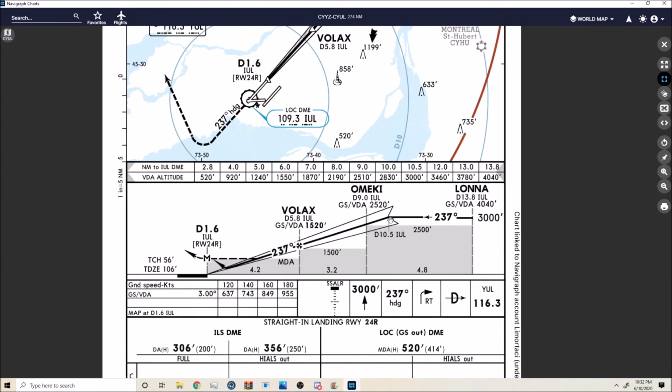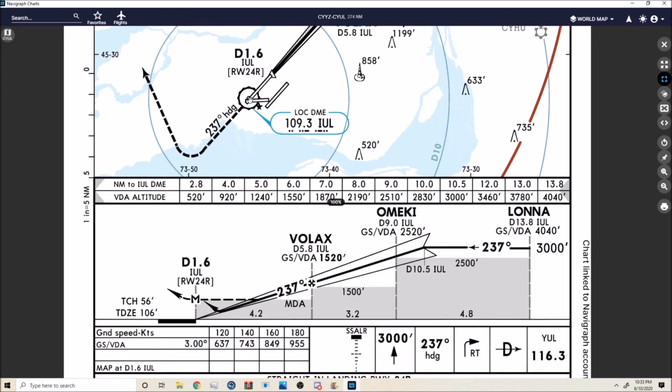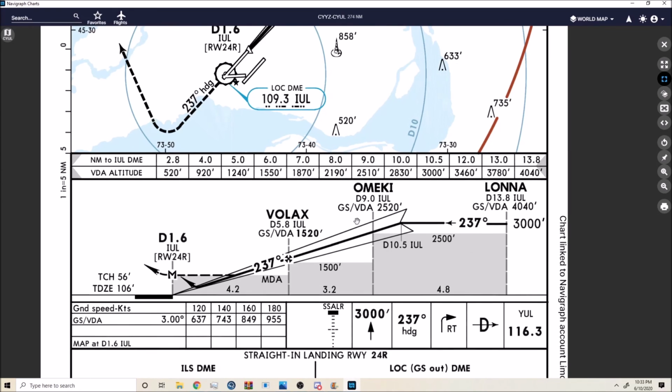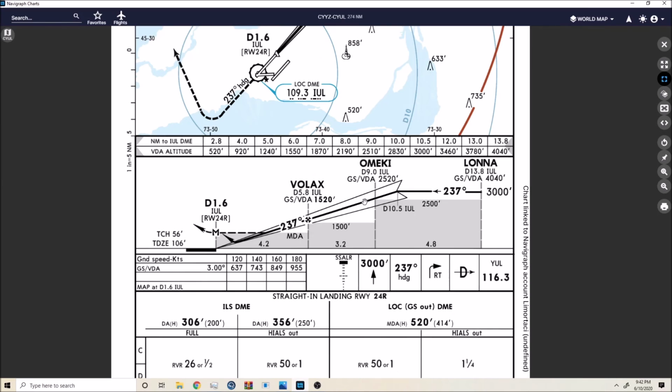Okay, after Lana, intercept the glide slope at DME of 10.5 from the IUL localizer DME, which is right here. That's on the 06 side of the runway. So we're landing on this side. Get to Volax, and it's your glide path check. So at 5.8 DME from the IUL localizer DME, you should be 1,520 feet.